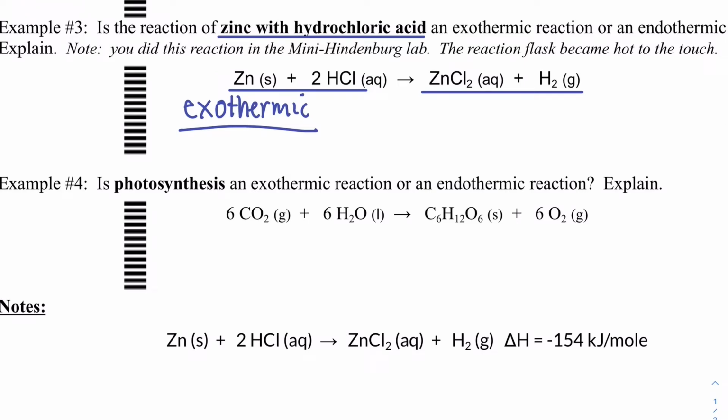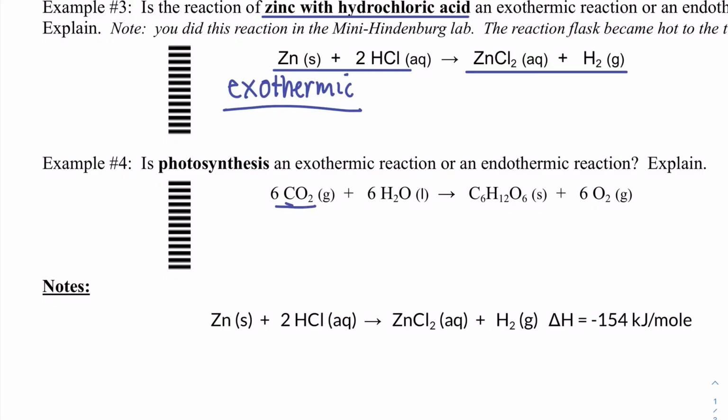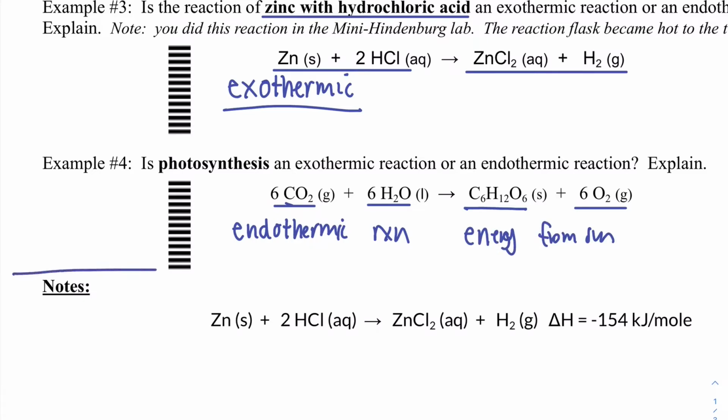The last one is photosynthesis. Is this exo or endothermic? Explain. Carbon dioxide and water are two extremely stable molecules. They are the product of every combustion reaction. So knowing that, and knowing that sugar and oxygen are high potential energy molecules that humans get energy from, this is an endothermic reaction. It's why plants need sun to do this reaction, because it requires the input of energy, and that energy is coming from the sun.